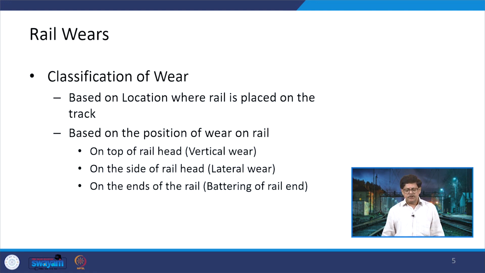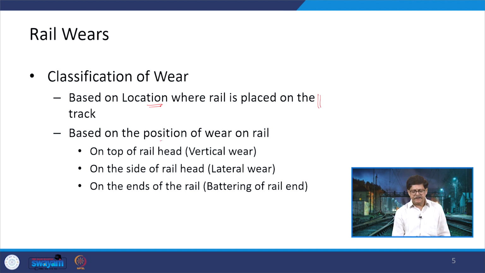Now, based on the location where the rail is placed on the track, this classification can also be there. We did talk about that based on location it can be, say, the starting condition, accelerating condition, decelerating condition, braking conditions, or this can be on gradients, it can be on curves. So, all of those types of locational aspects will fall into the first category.